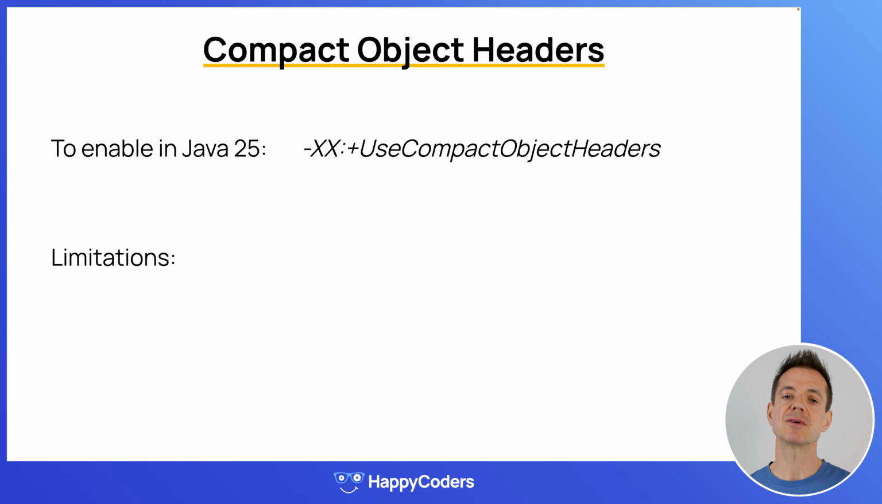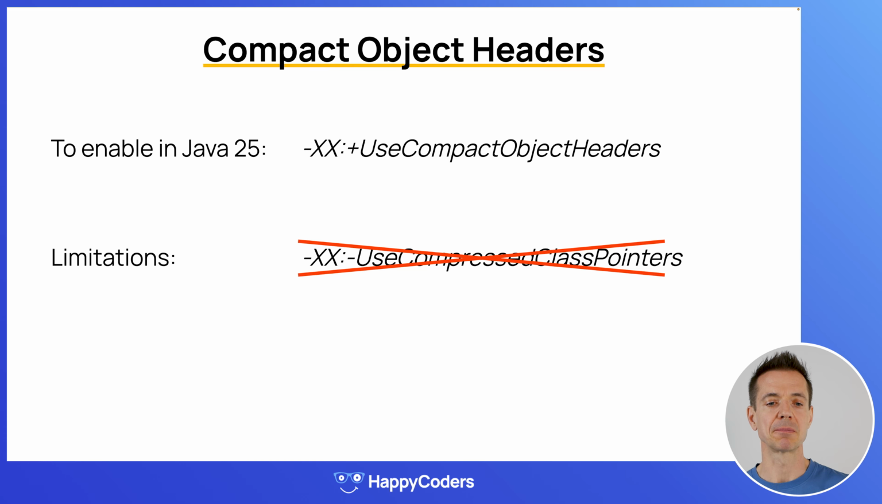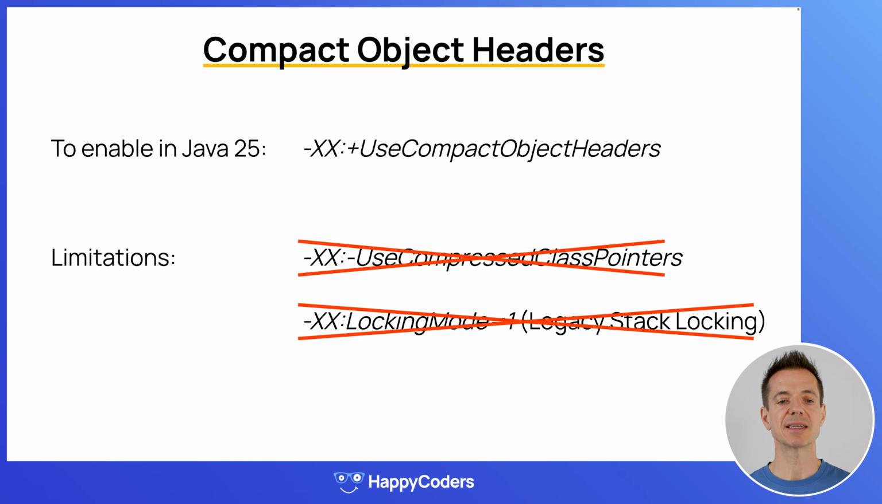There are a few minor restrictions you should be aware of. First, you cannot combine compact object headers with uncompressed class pointers, which makes sense. With compact object headers, they are compressed even further. Also, that option has been deprecated as of Java 25 anyway. Second, you cannot combine compact object headers with legacy stack locking, which also makes sense because compact object headers rely on the fact that they won't be overwritten by synchronized locking. That VM option is deprecated as well.